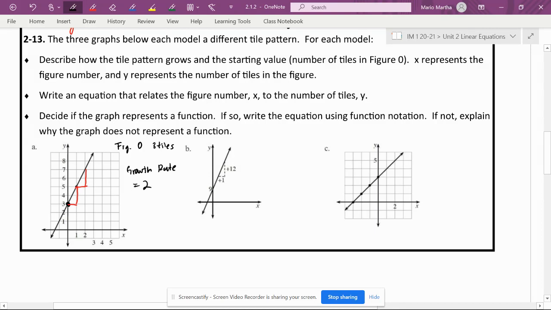So therefore, here we want to write an equation that relates both the x and the y. We're going to say y equals, and again, same thing, the growth rate times x plus the initial value. So here, it's 2 times x, and then plus 3.